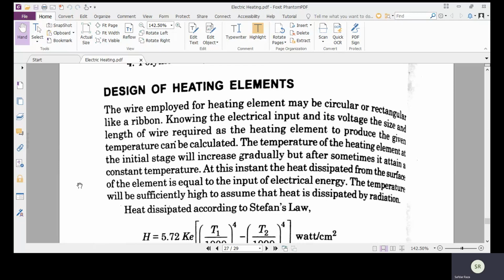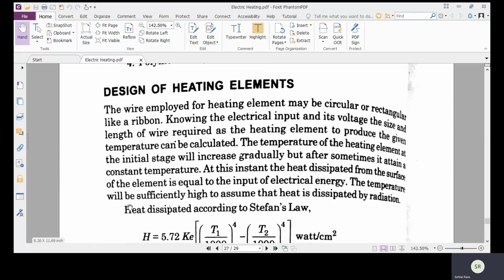Now here he has given again the hint: how can we calculate the input of electrical energy? By the heat dissipated from the surface of the element. So what we have to calculate is the heat dissipation from the surface of the heating element. Then that becomes the input of the electrical energy.